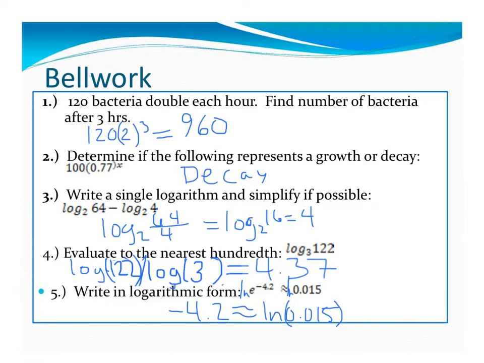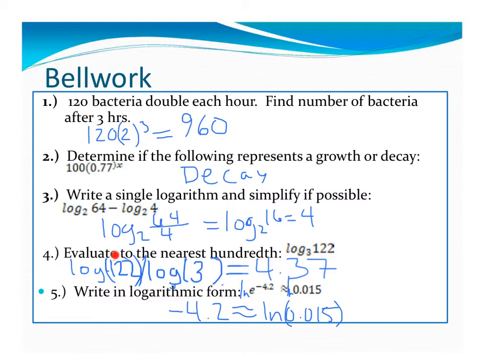We have 120 bacteria, doubling for 3 hours, which gives us 960 bacteria. Here we have decay because we have the 0.77, which is between 0 and 1, meaning it's decay. Here I have log base 2 of 64 over 4. What I did is I condensed the original problem to 64 over 4, which is 16. And I know that 2 to the 4th power gives me 16, so my answer is 4.